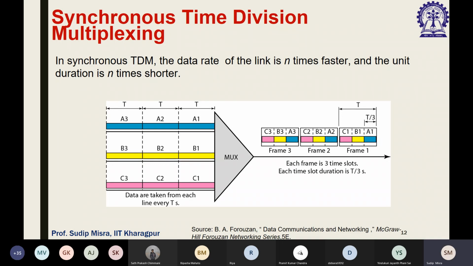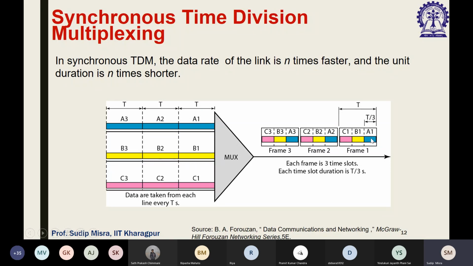So if you increase the data rate N times, what is going to happen? The unit duration is going to be N times shorter. So this is going to become T by 3, this is going to become T by 3, and this is going to become T by 3. So T by 3 plus T by 3 plus T by 3.